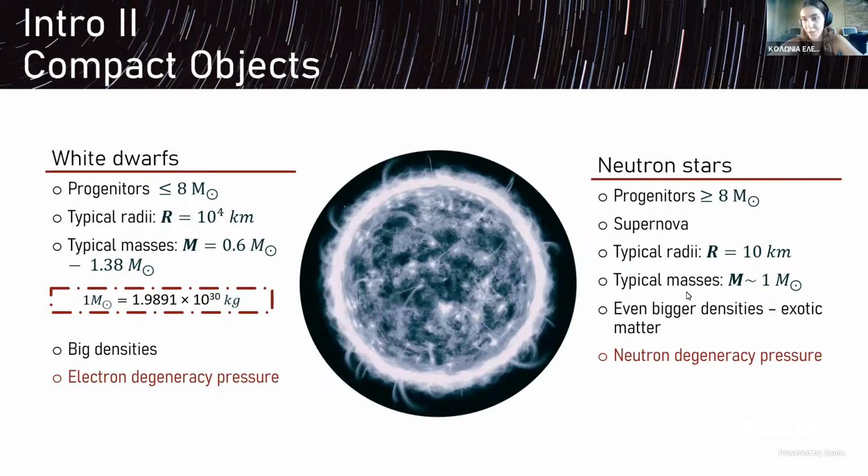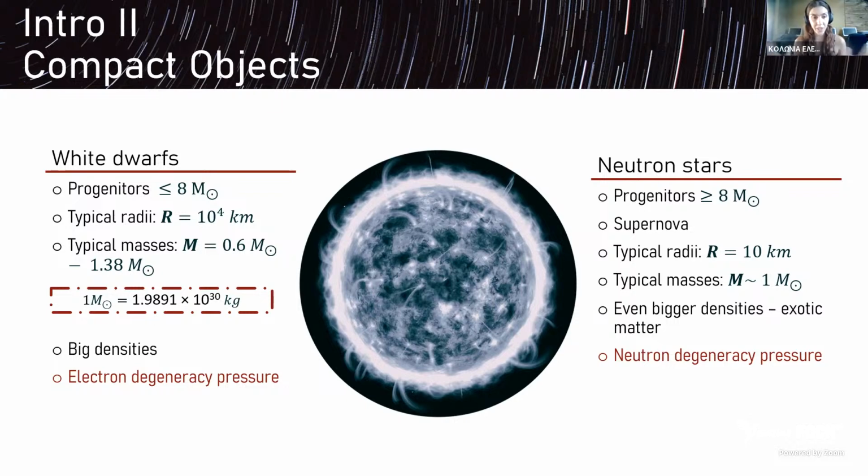Now moving on to something that you're likely more familiar with, as Carlos told me. So we're talking about compact objects, so white dwarfs and neutron stars. White dwarfs, as you already know, come from relatively low mass progenitor stars and have typical radii of maybe about 10,000 kilometers and masses that range from 0.6 to 1.38 solar masses. And given these typical ranges, we have really big densities that occur in the interiors of these white dwarfs.